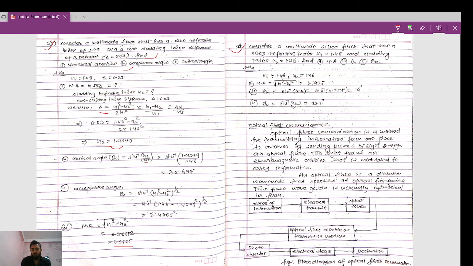And again one more numerical is given: consider a multi-mode silica fiber that has a core refractive index n1 equal to 1.48 and cladding index n2 as 1.46. In this numerical we have to calculate the value of NA, meaning numerical aperture, theta c, meaning critical angle, and theta a, meaning acceptance angle. To calculate NA we have the formula root under n1 square minus n2 square. Similarly for theta a we have sin inverse NA, where the value of NA is root under n1 square minus n2 square. Similarly to calculate theta c we have sin inverse n2 upon n1. So we will get all these values.